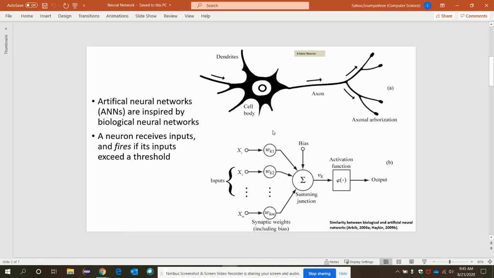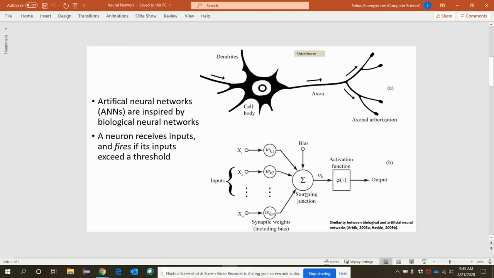The synaptic weights, including bias, are signified by Wk1, Wk2 up to Wkm. They refer to the strength of connection between two nodes. Then the hidden layers are the intermediate layers providing information exchange between the input and the output layers. The network can give effective outputs if there are enough hidden layers in between the input and output layers.